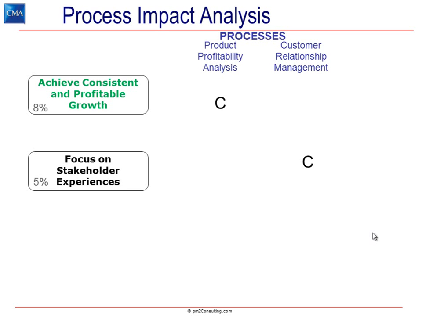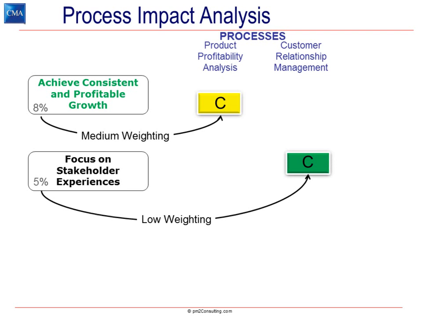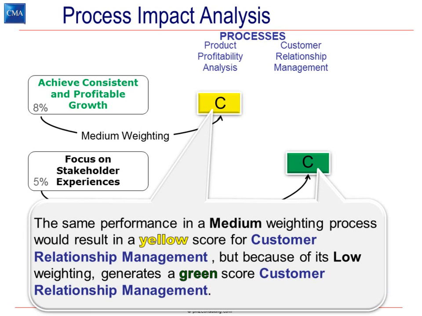So now both processes are performing at the same level, but because achieve profitable growth is 8%, which has sort of a medium weighting, it turns out that that C is sort of a yellow. It's not up to expectations. We probably need to do something about it. But because of the lower weighting on focus on stakeholder experiences, 5%, that indicator turns green. In other words, the same performance in a medium-weighted objective results in sort of a yellow score, cautionary, and in a low-weighted objective is a green.